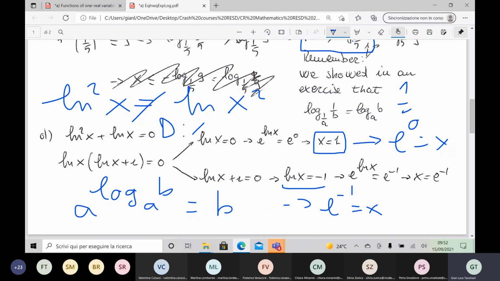The domain is x greater than 0. So you see that x equal to 1 is greater than 0. e to the minus 1 is equal to 1 over e. 1 is positive, e is positive. So these solutions are also acceptable. Both solutions are acceptable because they are both strictly positive. They satisfy the domain of the logarithmic function.